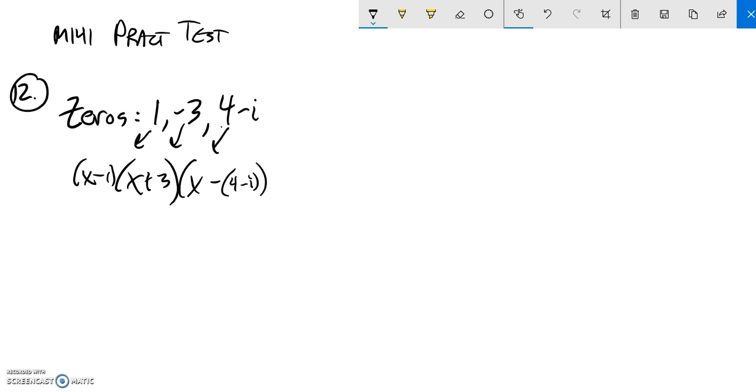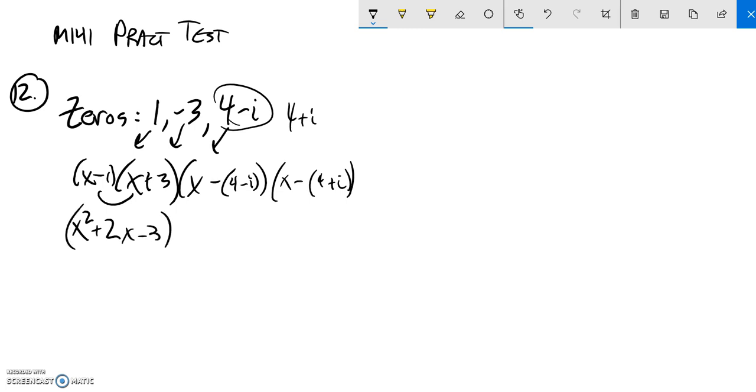The other piece I know is that these complex roots come in conjugate pairs. So 4 minus i is a root. So is 4 plus i. So this should also be 4 plus i. So I'm going to multiply stuff out. If I multiply these out, it's going to come up with x squared plus 2x minus 3. It's pretty straightforward. Multiplying this one out is a little more work.